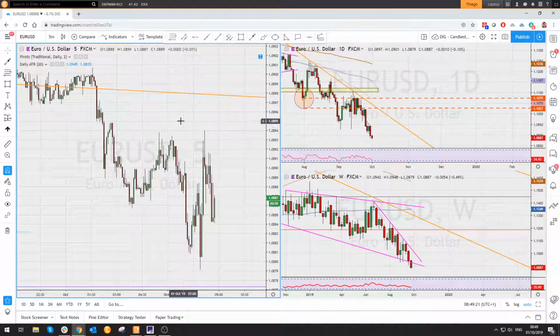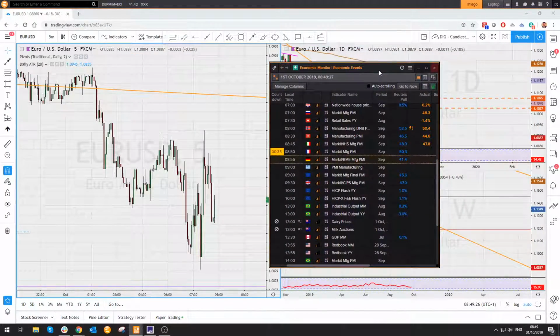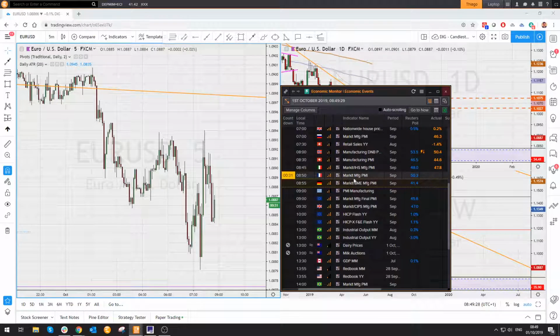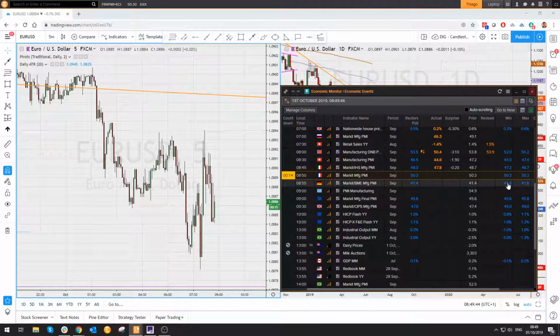Let's see the number, and let me bring the calendar here so we can see what the reaction is on the market. So the number is going to come here in yellow. The blue number is the expected number, 50.3. If I make this a little bit larger, you can see the prior number and everything else. The prior number is 50.3 as well, so they don't expect any change. So let's see. 5 seconds.